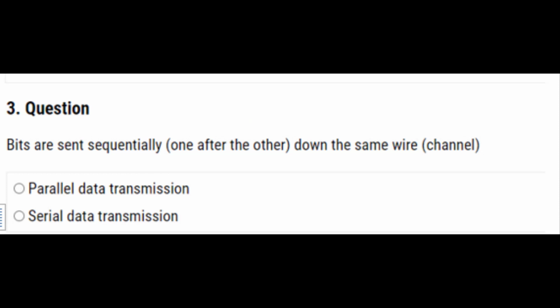Question number 3: bits are sent sequentially, one after the other, down the same wire or same channel. So is it parallel data transmission or serial data transmission? Since we're speaking about the same wire, it must be serial data transmission.